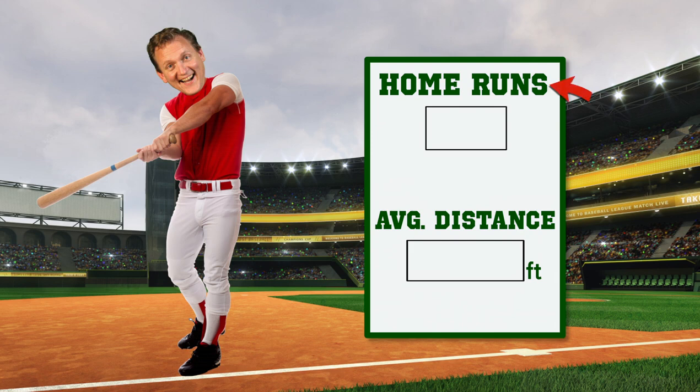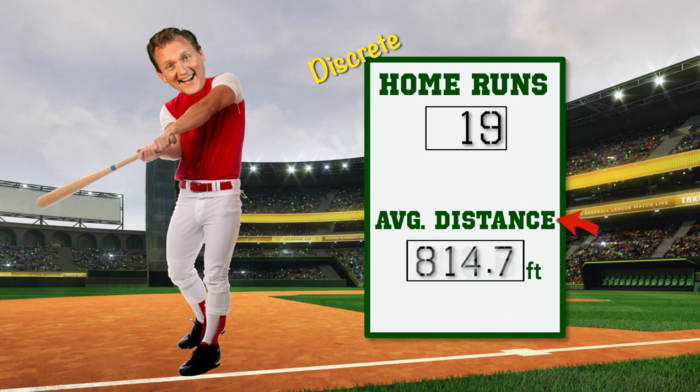The number of home runs that a player hits each season is an example of discrete data. It can only be a whole number. But if you keep track of the average distance a player hit the ball, that would be an example of continuous data, because it could be any decimal value that you could measure.